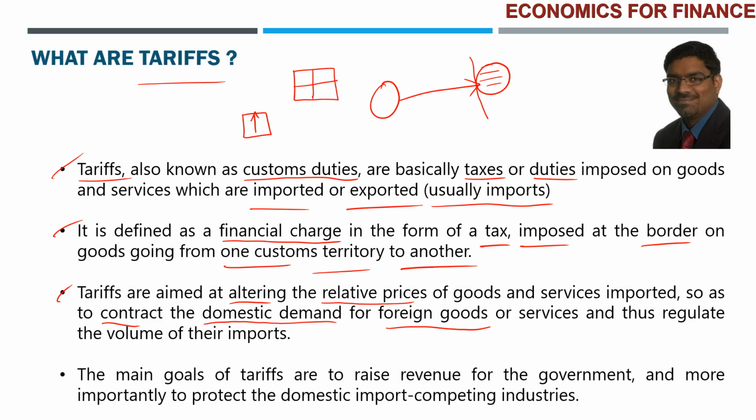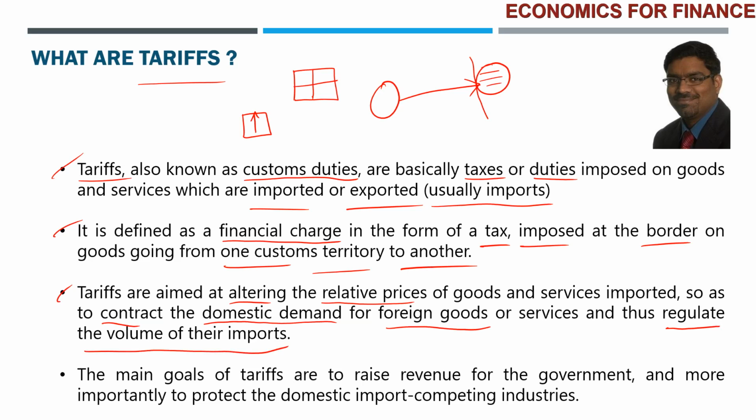With the normal principle of demand and supply, when the price of a commodity increases, the demand for the commodity decreases. So artificially, customs duties will distort the prices of imported commodities. They will alter the relative prices of imported goods and services, with the objective to contract, that means reduce, the domestic demand for foreign goods or services, and thereby regulate the volume of their imports.